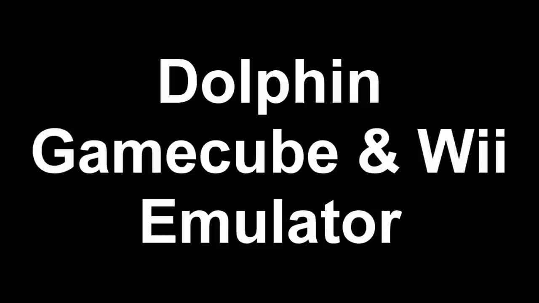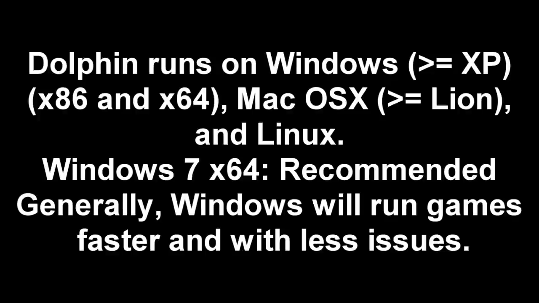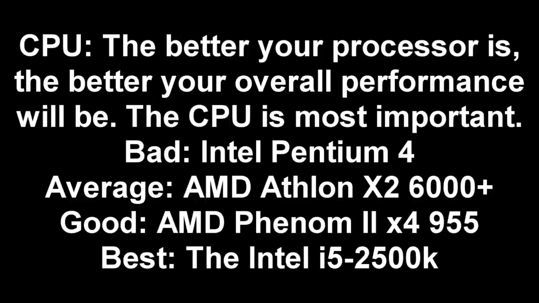I'm going to show you how to get Dolphin Gamecube and Wii Emulator. Dolphin will run on Windows XP, Windows 7, Windows 8 32-bit or 64-bit, Mac OS X Lion or greater, and Linux. Windows 7 64-bit is most recommended because it works the best, and generally Windows will run games faster and with fewer issues. So let me talk about CPU.